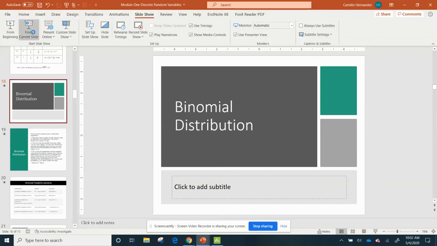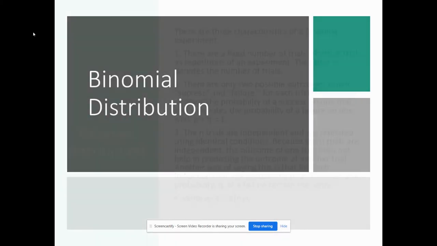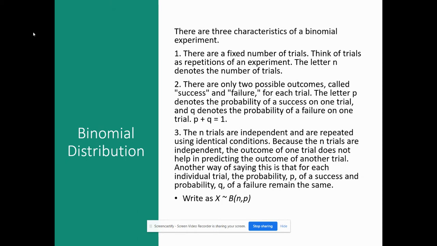So now we're going to talk about binomial distributions. There are three characteristics of a binomial experiment. You've got a fixed number of trials, which means you're going to do something a certain number of times and you're not going to go past that. Within these trials, you have two outcomes: success or failure. And you can denote which is success and which is failure.